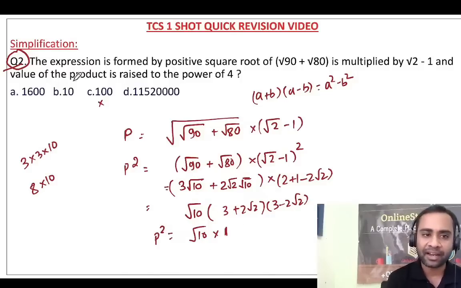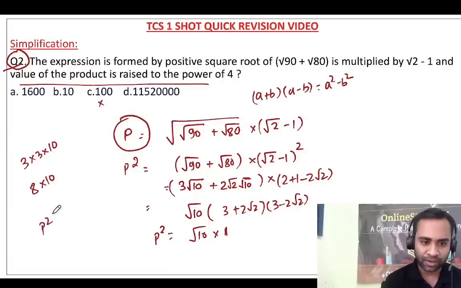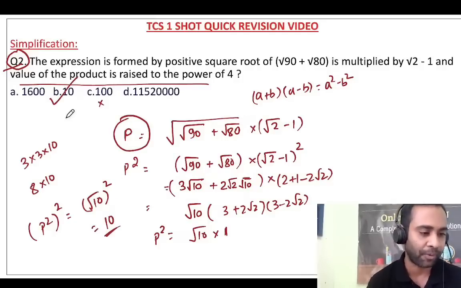Okay. They are telling the value of the product. So this was the value of the product if you raise to the power 4. So already we have p square. So one more time we will do square. So square root of 10 square will be nothing but 10, right? So option B will become the correct answer for this problem.